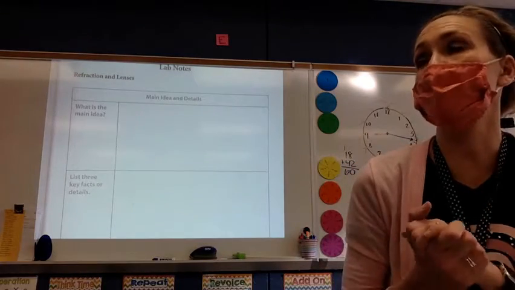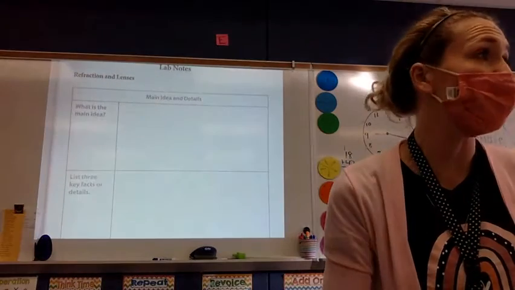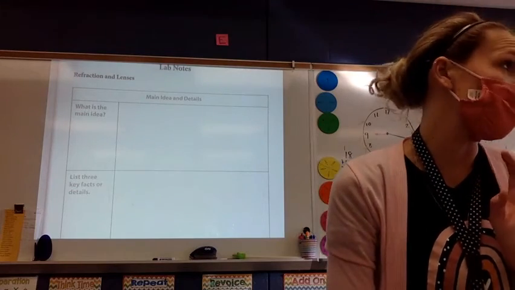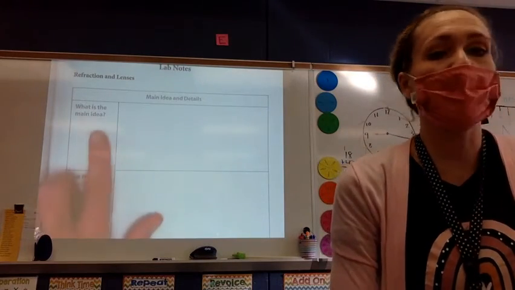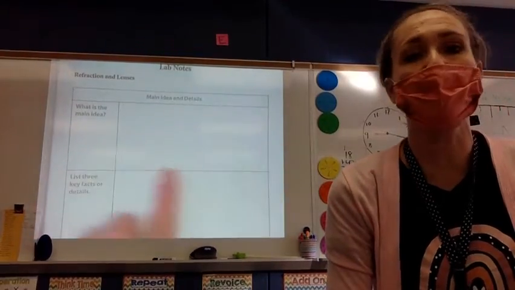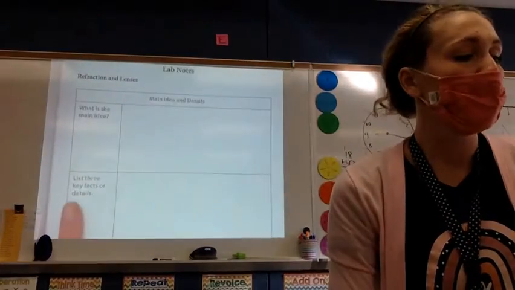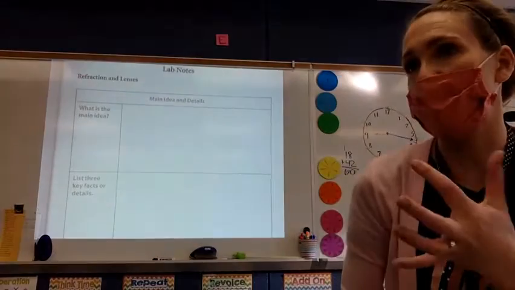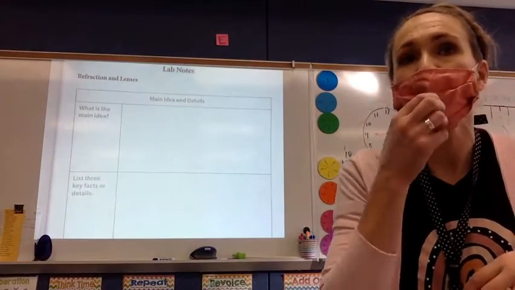The main idea is going to be what a text is mostly about. So we're going to be focusing on the main idea of chapter 4 today. And if we look at our graphic organizer, it says, what is the main idea? And we're going to just simply put what our main idea is. List 3 key facts or key details. Yesterday, we listed key facts and key details to go with our reading.